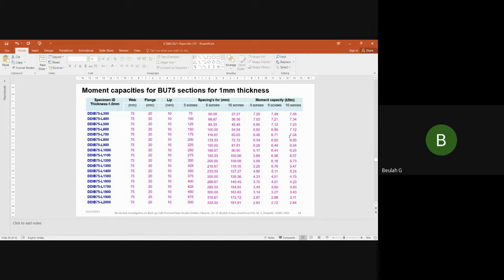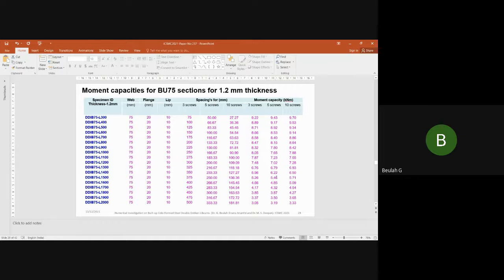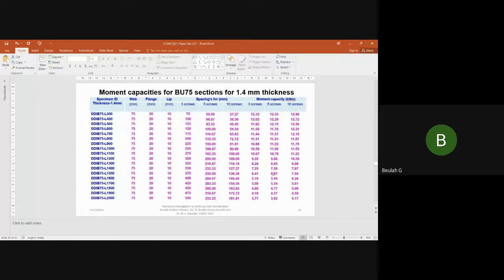So this is the uniqueness which you can observe: for the 5 screws and 10 screws, the variations you can see in the moment carrying capacity. Here this is the moment carrying capacity. The variation is not very much observed beyond a certain limit for the 5 screws and 10 screws. So it can be observed that 10 number of screws is not needed for slender columns for a 1 mm thickness, and this is for 1.2 mm thickness, and this is for the 1.4 mm thickness.